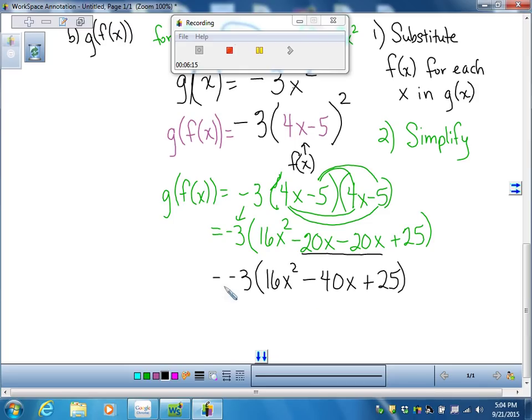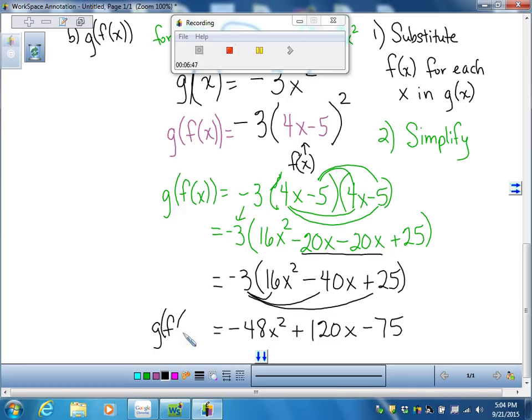Last step in the simplification process, now I need to distribute this negative 3 to each one of my numbers inside the parentheses. So negative 3 times 16x squared is negative 48x squared. Negative 3 times negative 40x is a positive 120x. And negative 3 times 25 is a negative 75. This is now g of f of x, and it has been simplified.